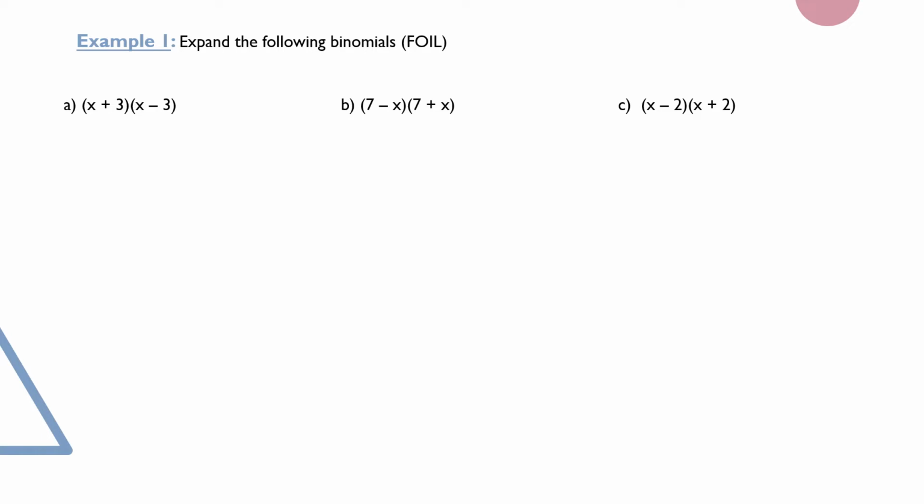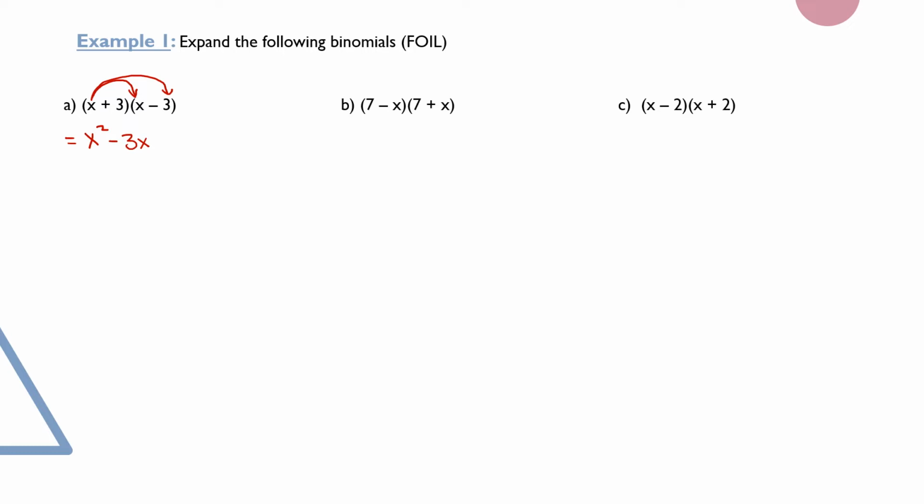So FOIL is an acronym, first, outside, inside, last, which you don't need to know. It just helps you remember getting all the combinations right. So I'm going to multiply the x times the x together. So those first two, I multiply them together, I get x squared. Now the x and the -3 are on the outside of these brackets, so I multiply those together, I get minus 3x. Don't forget the sign goes with the number that follows it.